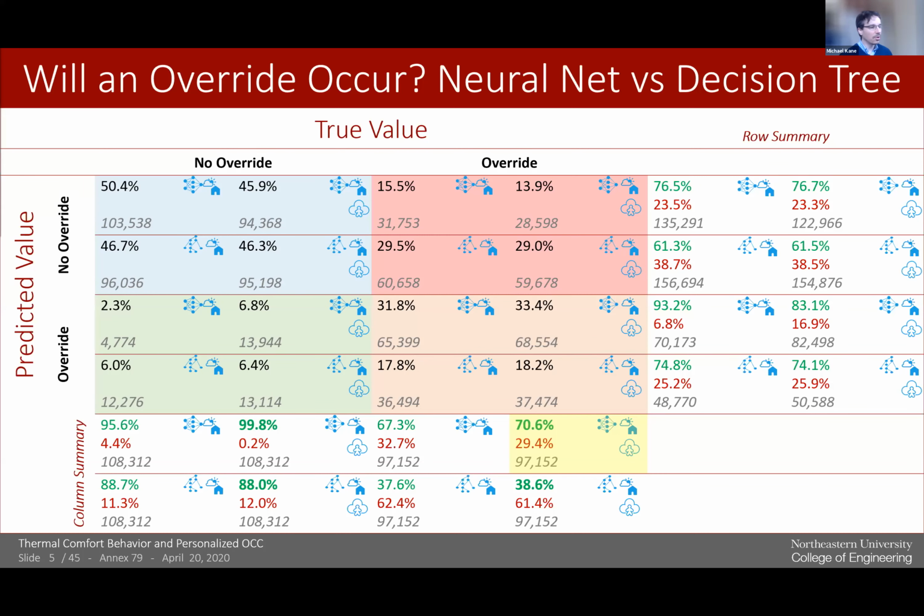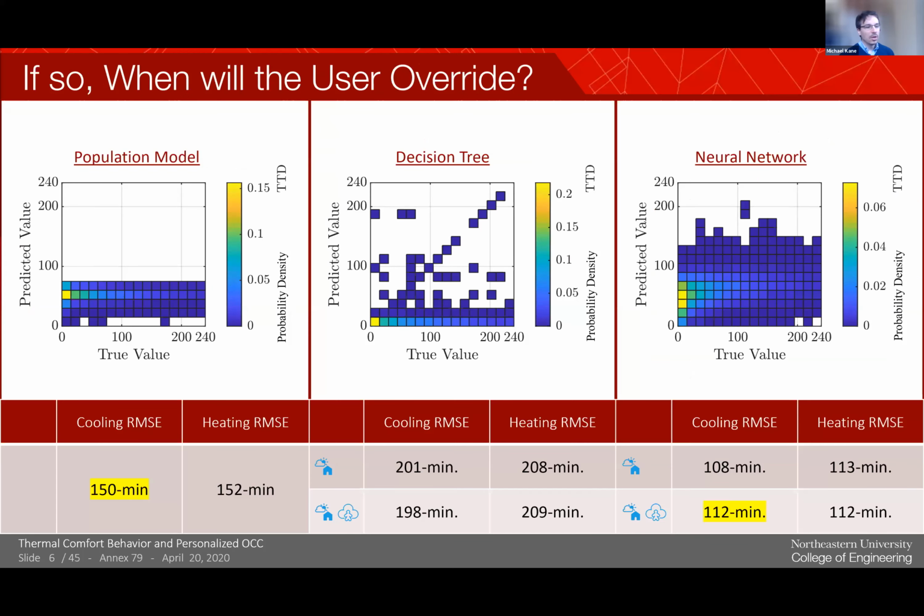The results also showed that personalization does improve predictive performance. Here we compare approaches to predict when an override will occur, if we've decided that one will occur. First, we consider a simple model without contextual or personal factors, and we have a root mean squared error of 150 minutes for overrides that occur within 4 hours, so pretty significant uncertainty. The decision tree model is even worse at that than the population level model. But the neural network model is able to reduce this error by a half hour.